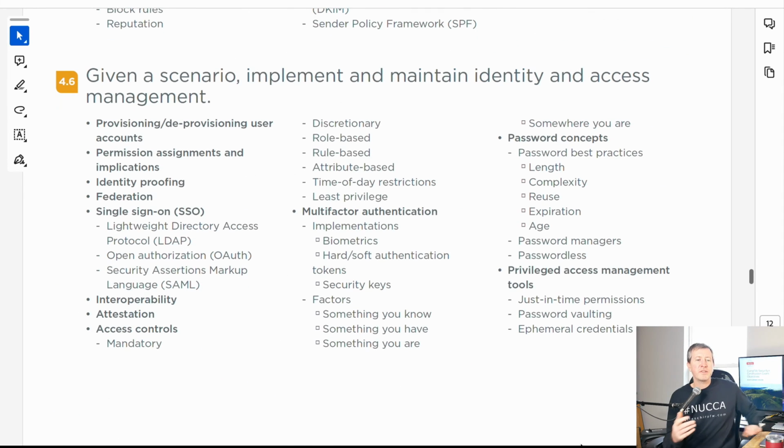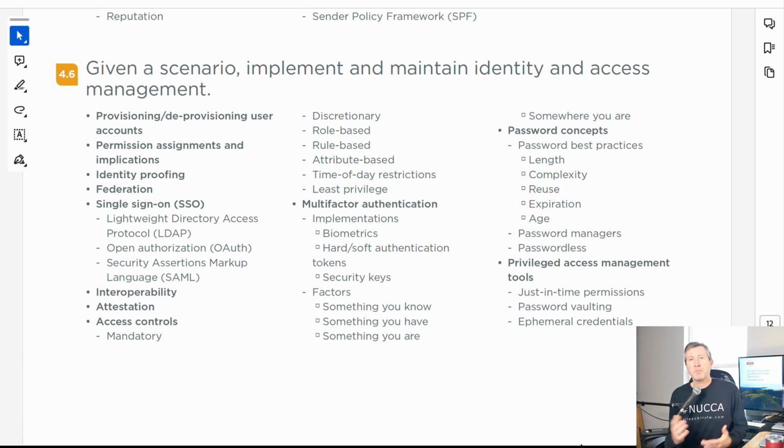Moving into subdomain 4.6, given a scenario, implement and maintain identity and access management. So we'll talk about things like onboarding and offboarding of employees, making sure that when someone leaves the organization that they've returned all of the smartphones, laptops, whatever other technology might contain our company's data back to the organization. We'll also talk about different things with multi-factor authentication and what a factor of authentication is, with the something you know, something you have, something you are, and what multi-factor authentication is. Again, we'll get more into what a secure password is and how we can make sure that if we're still using passwords and passphrases, that we're being as secure as we possibly can in that environment. We'll also get a bit into federation of identities, looking at things like single sign-on and what that can do for the organization.